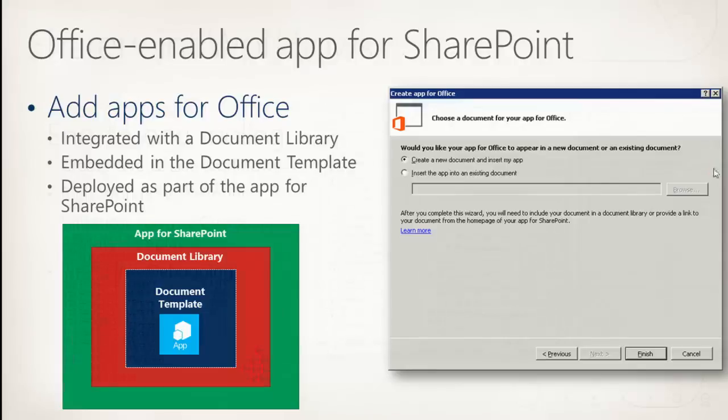Visual Studio also allows you to embed Office apps, or apps for Office, in an app for SharePoint. That's a little bit of a mouthful. But basically, there's a really interesting scenario where you want to deploy an Office app as part of your SharePoint app. So Visual Studio allows you to create a document template that includes that app for Office. Then we allow you to deploy a document library that contains that as the default content type. And then we package all that up inside of a SharePoint app. And so you can create this true end-to-end scenario through guided steps that Visual Studio provides.